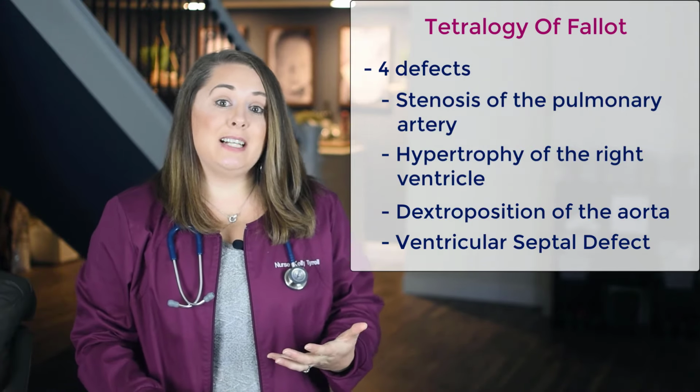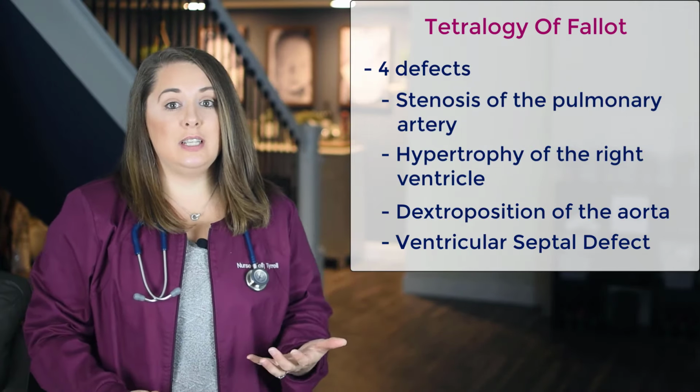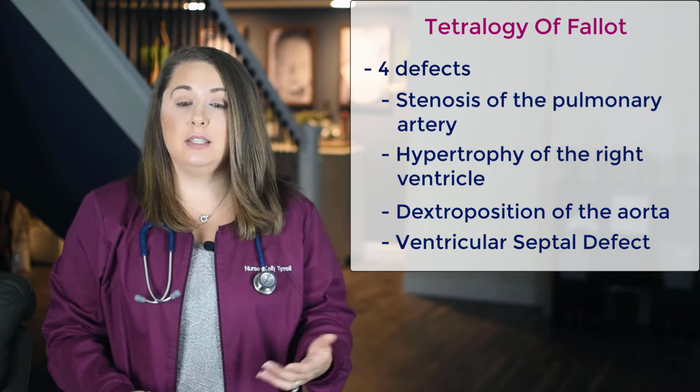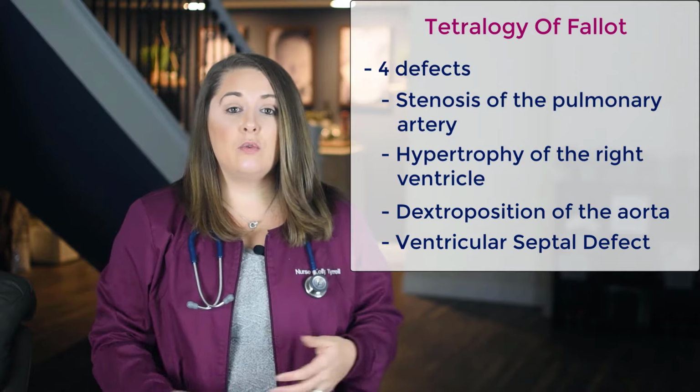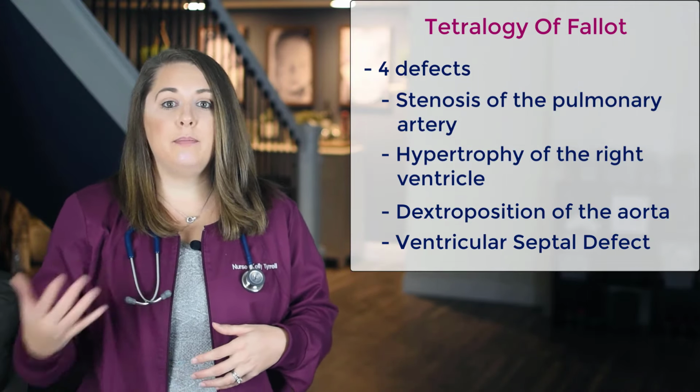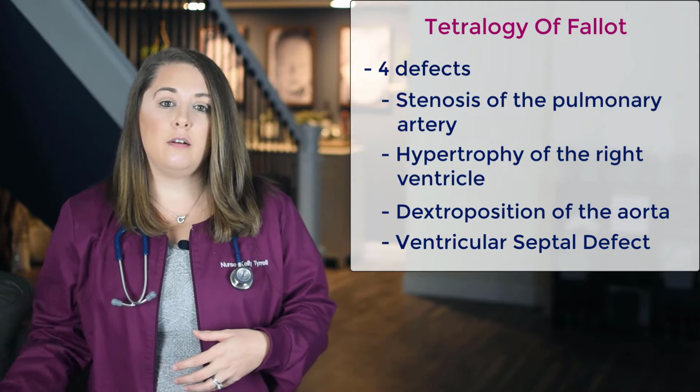So the 4 different defects of tetralogy include stenosis or narrowing of the pulmonary artery, which will decrease blood flow to the lungs. Also, you have hypertrophy or enlargement of the right ventricle because the heart is working extra hard to pump the blood through that narrowed pulmonary artery.